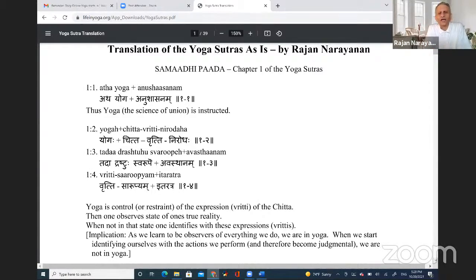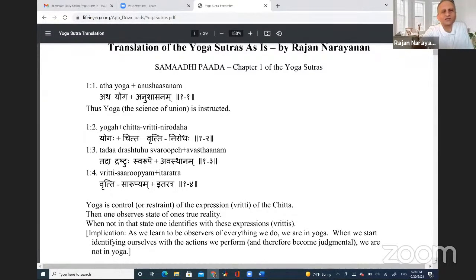Tada drashtuhu. Tada means when. Drashtuhu, having experienced that or having seen that. Swarupe avasthanam. Swarupa is your own true nature. Avasthanam, being established in that. Vritti sarupyam. Vritti again is activation. Sarupyam is your form becoming that of the activation of your programs. Itaratra means otherwise. So when you're not in the state of being able to be an observer of your true self, you identify yourself with the activation of the programs within you, the Chitta Vritti.